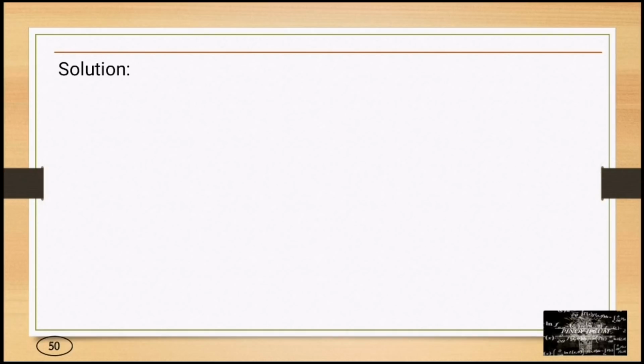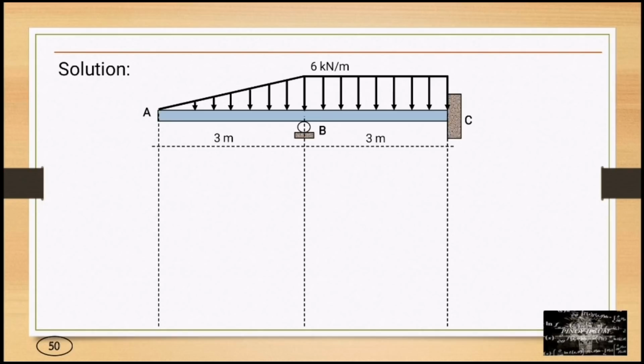Solution. We have reaction at point B or RB, reaction at point C or RC, and moment at point C. Now we can introduce the elastic curve, then the tangent line drawn at point C.